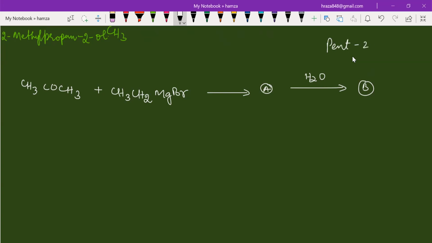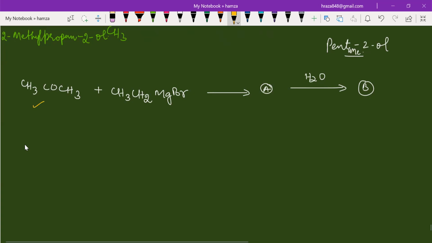Sir, pentan-2-ol. Isn't it pentane-2-ol? Will it not be pentane or pen-2? Pent only represents the number of carbon. The "ene" and "ane" represent basically the nature of bond. So it will be pentane, right? Yes, sir. Okay, let me check it.